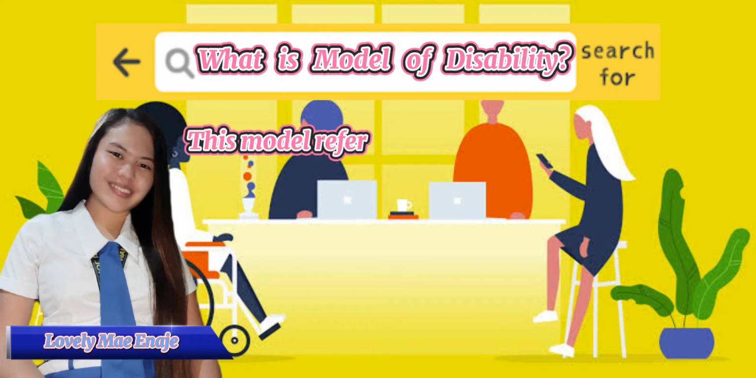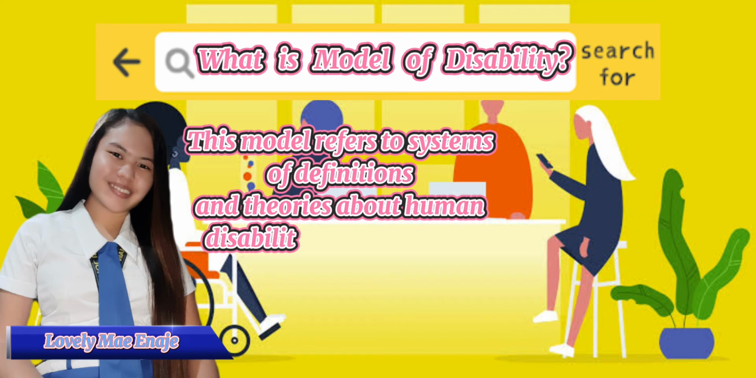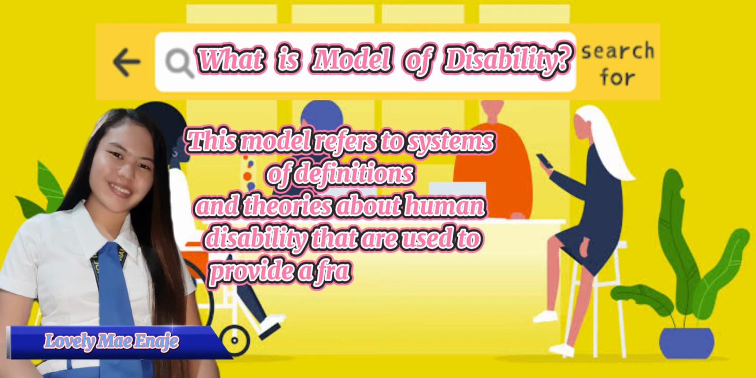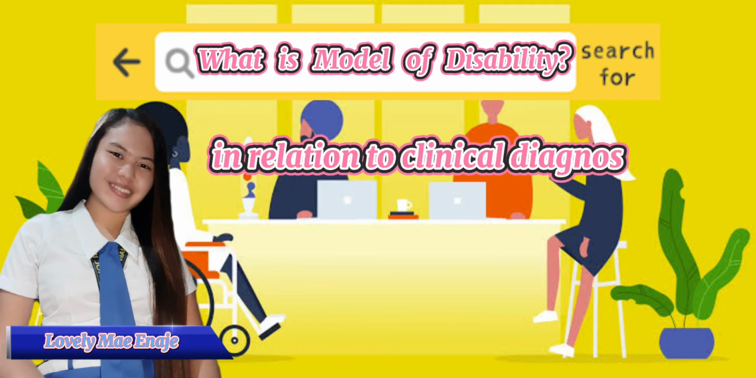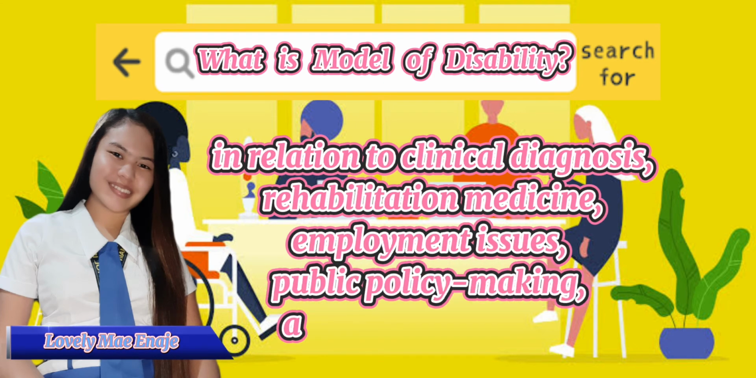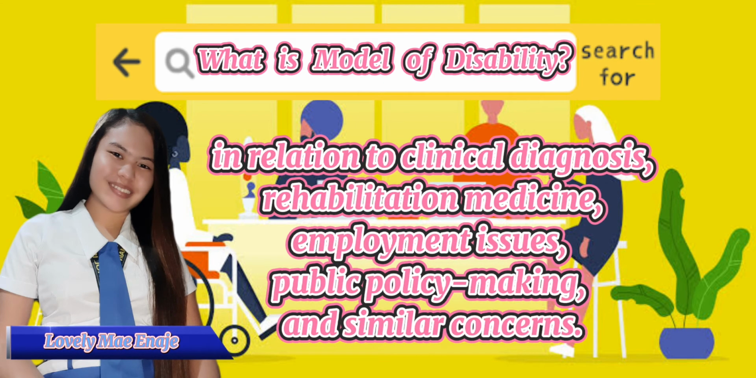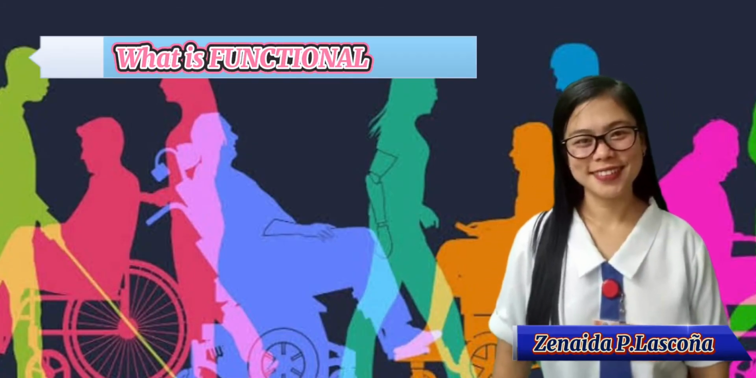This model refers to a system of definitions and theories about human disability that are used to provide a framework for discussion or to explain disabilities in relation to clinical diagnosis, rehabilitation medicine, employment issues, public policy making, and similar concerns. So, what is the functional model?